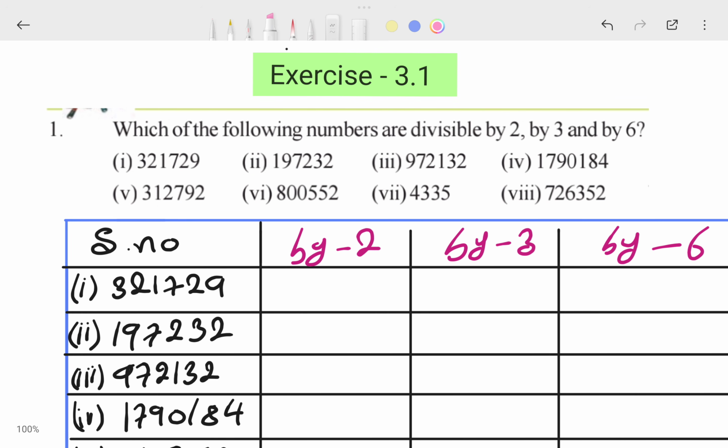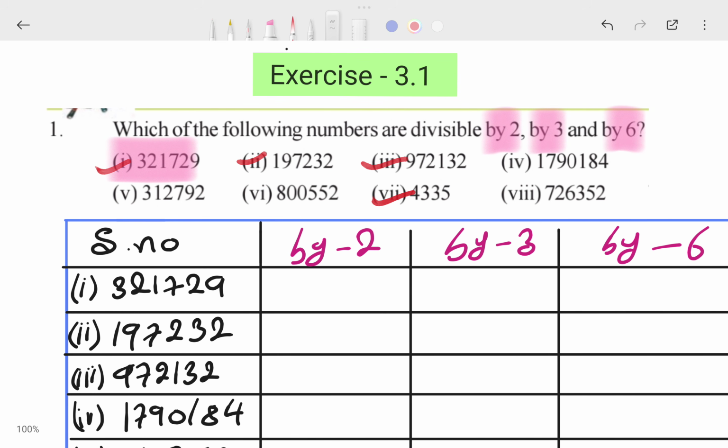The first question is: which of the following numbers are divisible by 2, 3 and 6? You don't have to do the divisions. Directly, you just look at the number. If I talk about the first number, it is not divisible by 2. The second number is divisible by 2. The third number is also divisible by 2. The seventh one is not divisible by 2.